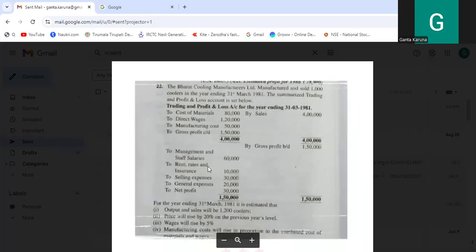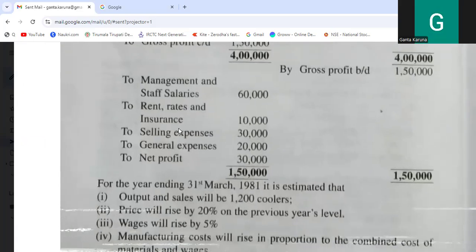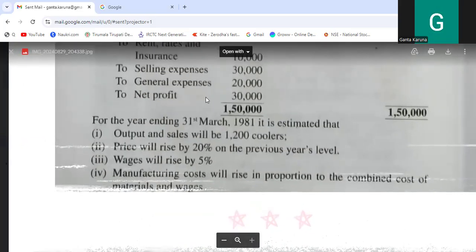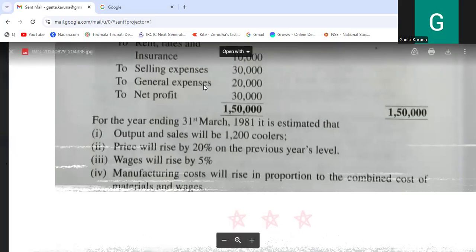Next, he has given us the P&L, wherein he mentioned management and staff salaries, then rent, rates, insurance, then selling expenses and general expenses. Then the other data he has given is that for the year ending 31st March 1981, it is estimated that the output and the sales will be 1,200 coolers. So this is an estimation. The above data is what we have already done, for 1,000 coolers, and he is telling us that we are estimating to produce 1,200 coolers. And for that, what are the conditions?